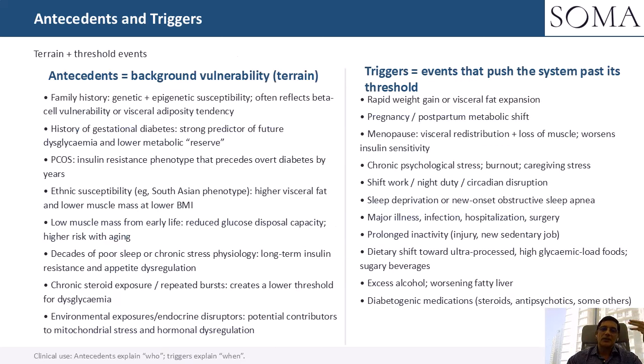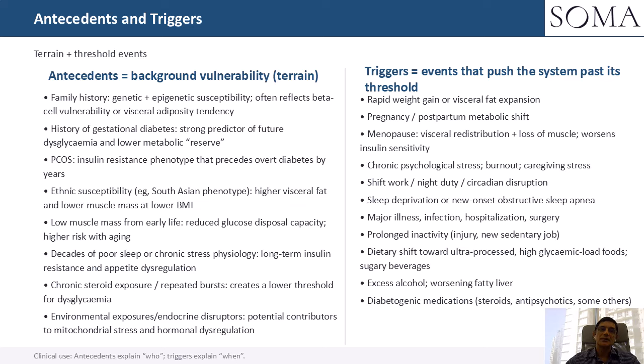Let us list common antecedents you will see in clinical practice, like family history of diabetes, type 2 diabetes if there is family. This often reflects inherited beta cell vulnerability, insulin resistance tendency, or fat distribution patterns. Then history of gestational diabetes, that is also one of the antecedents. This is one of the strongest predictors of future type 2 diabetes and is often a sign that the metabolic threshold is already very low. Then PCOS. PCOS is not just a reproductive disorder, it's an insulin resistance syndrome. And many PCOS patients are pre-diabetic long before glucose rises.